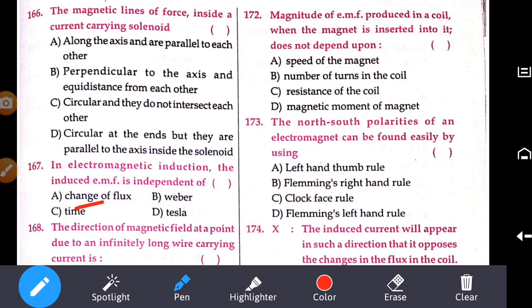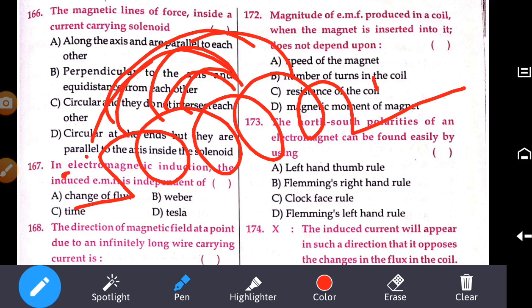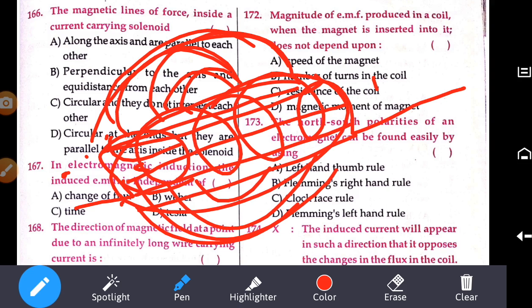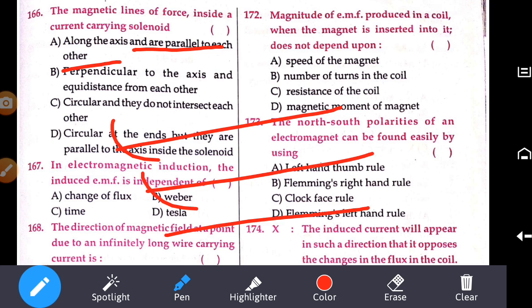The magnetic lines of force inside a current carrying solenoid. As I already told, if you take any solenoid or bar magnet, the lines start from the north pole and end at the south pole, and outside the bar magnet or solenoid the magnetic field will be non-uniform. But inside the solenoid all the magnetic field lines move parallel, which means it is constant. So a uniform magnetic field is present inside the solenoid, but outside it will be non-uniform. Inside the current carrying solenoid, the first option says along the axis parallel to each other. That's what we have drawn now. The magnetic field will be parallel to each other.